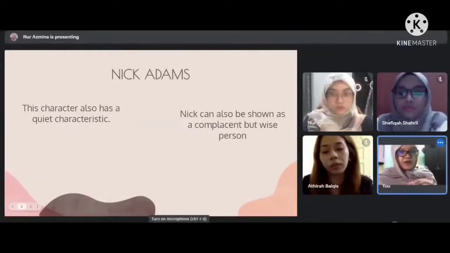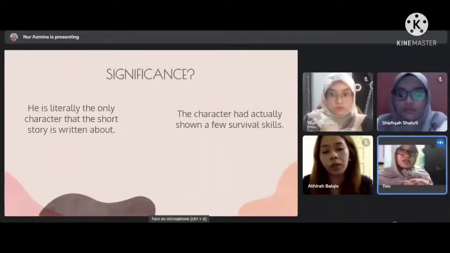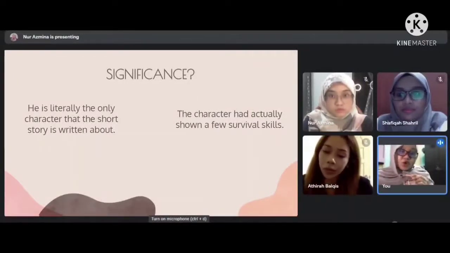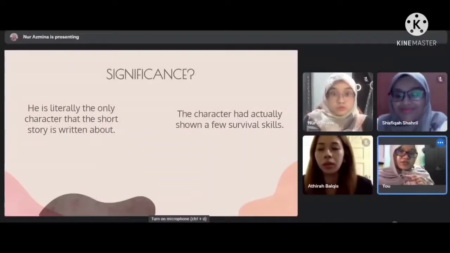And next, the significance. The significance of this character for this story is that he is literally the only character that the short story is written about.